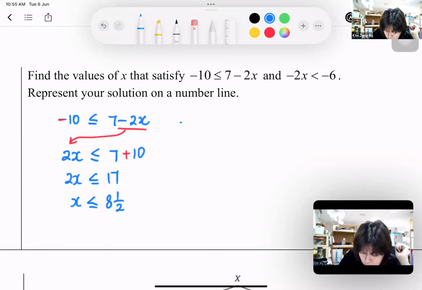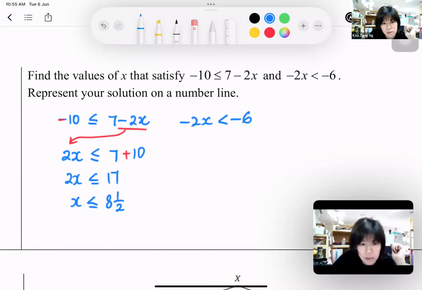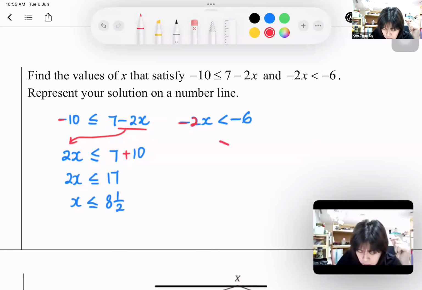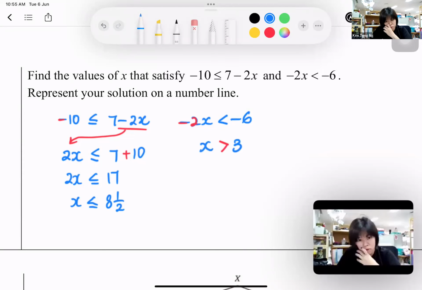Second condition, -2x smaller than or equal to -6. Remember, just now we said we want to divide by a negative number. I'm going to divide by -2 this time round, so the inequality sign will change. So -6 divided by -2, x is greater than or equal to 3.